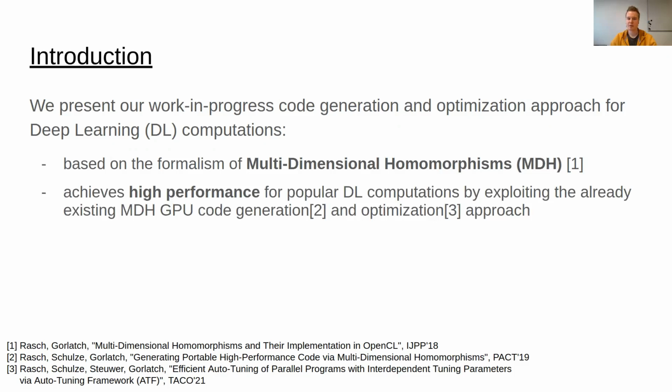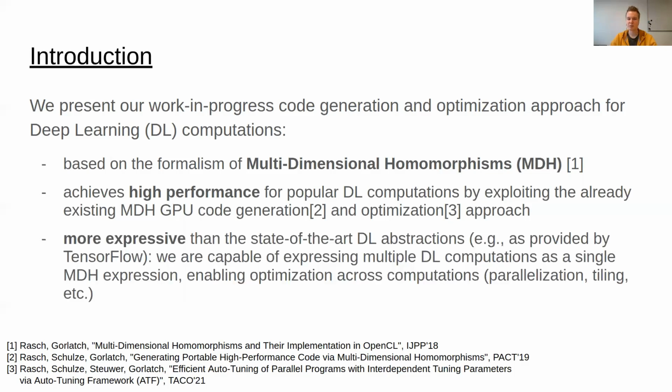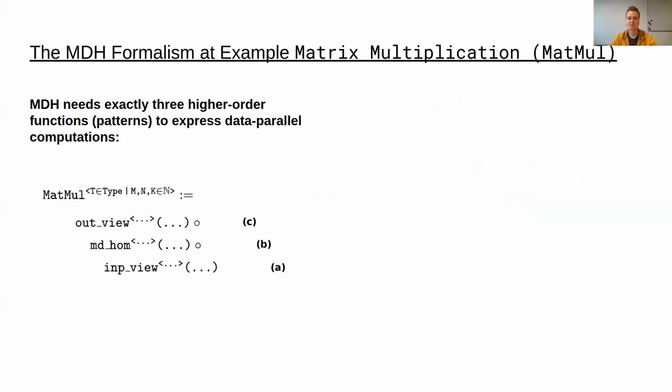We are able, with our approach, to achieve high performance for popular deep learning computations taken from real-world neural networks by exploiting the already existing MDH GPU code generation and optimization approach. And we show that we are more expressive than state-of-the-art deep learning abstractions as provided by TensorFlow, for example. MDH is capable of expressing not only single deep learning computations like matmul and convolution, but also multiple deep learning computations as a single MDH expression. And this enables MDH optimizations like parallelization and tiling across the computations.